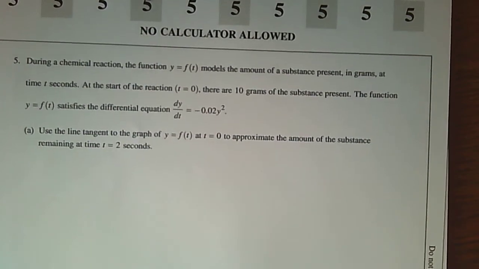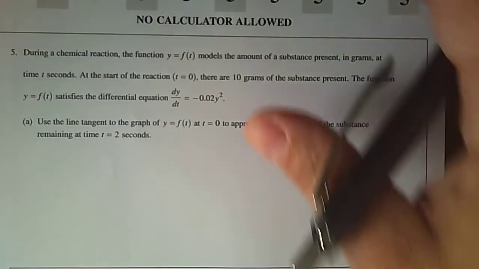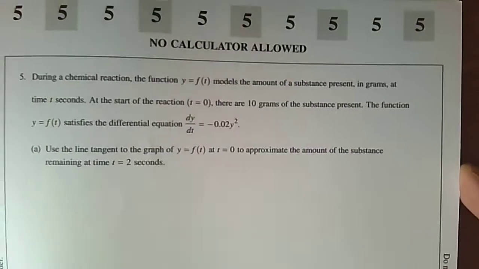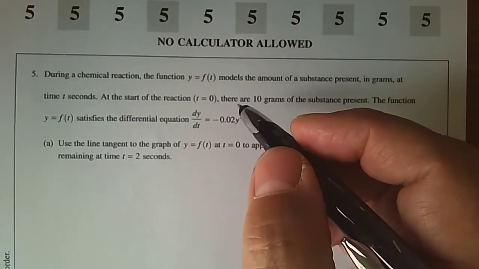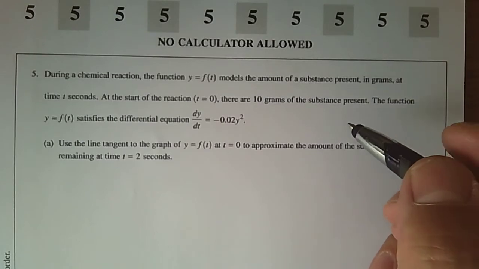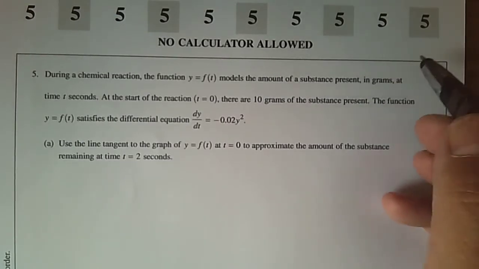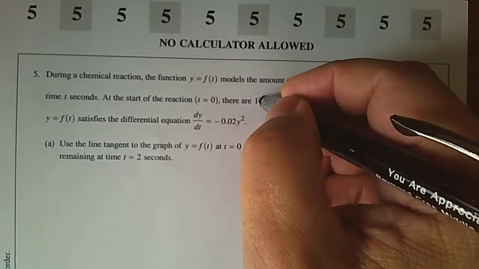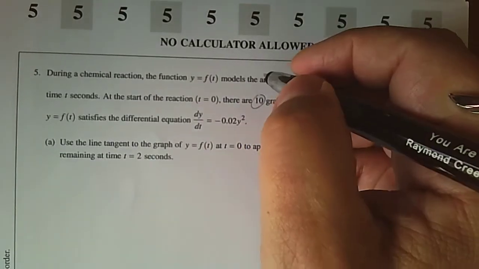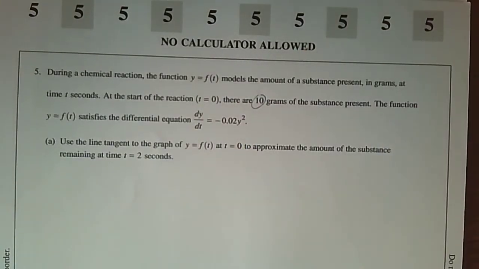Your free response question of day number 5. During a chemical reaction, the function y equals f of t models the amount of substance present in grams at t seconds. At the start of the reaction, t equals 0, there are 10 grams. So that's the initial amount. And that gives us a condition that we could then use to find what the constant is.